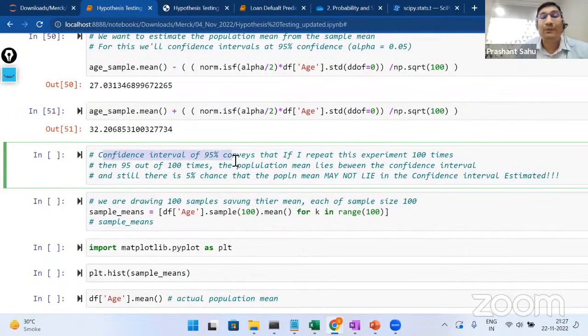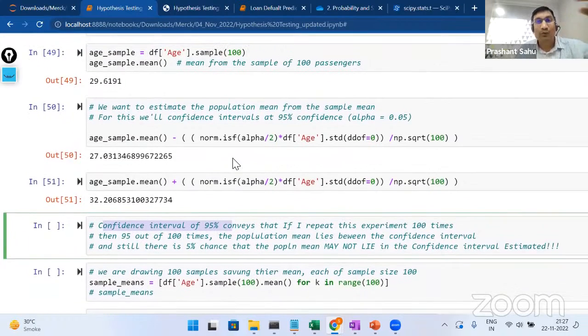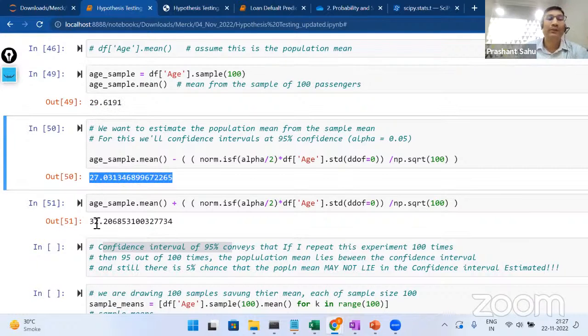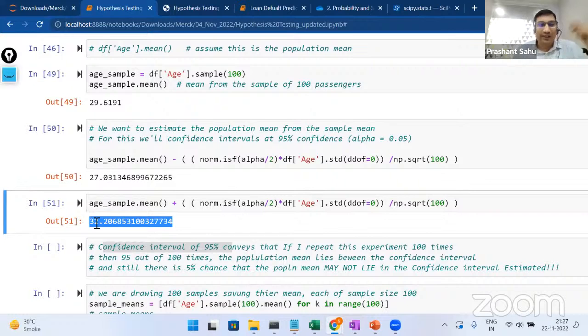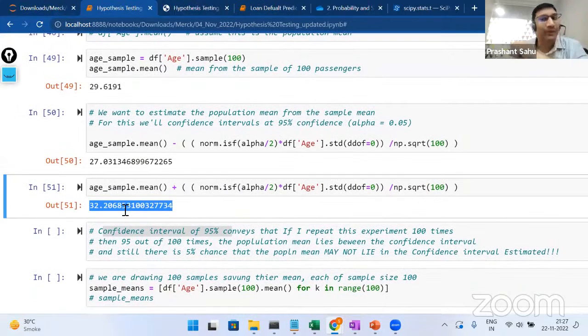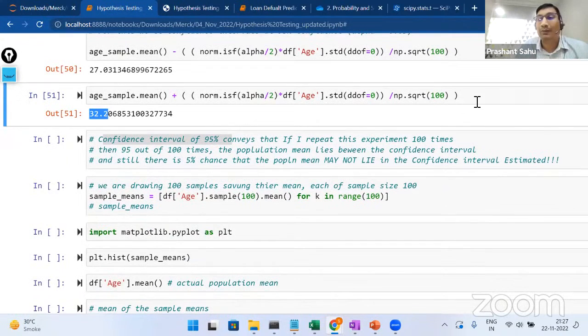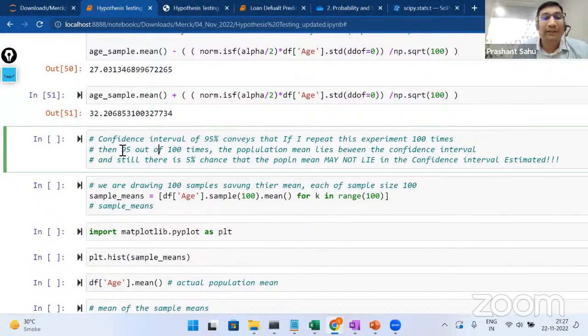Now the confidence interval of 95%, what does that mean? If I repeat this exercise 100 times, see, this is the second iteration. In the first iteration, this value was 27, this value was 24, this value was 29, just a few seconds ago. The second iteration, this is 29, 27, 32. In the third iteration, again the numbers will change. If I do this 100 times, then 95% of the times, the population mean will lie in this range, 27 to 32 or whatever that is. That is what the confidence interval conveys. 95 out of 100 times, the population mean will lie within the confidence interval, and there is still a 5% chance that the population mean may not lie in the confidence interval estimated.